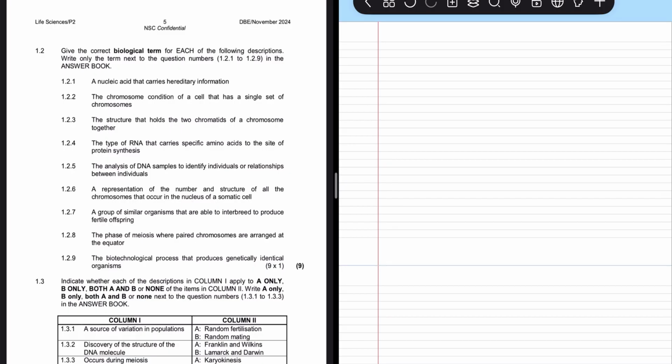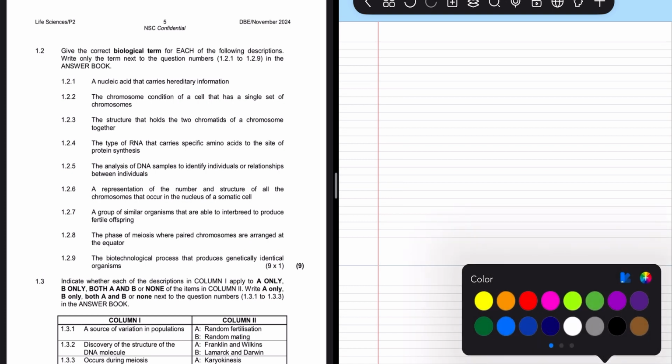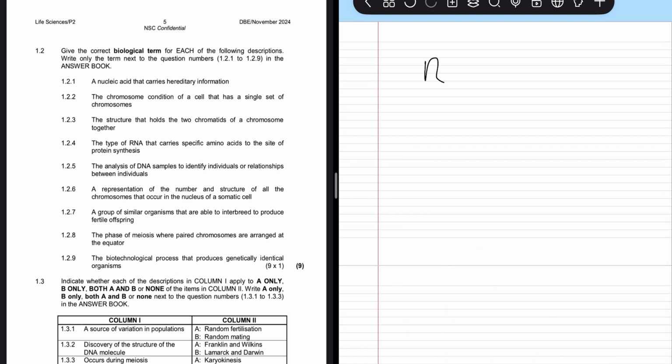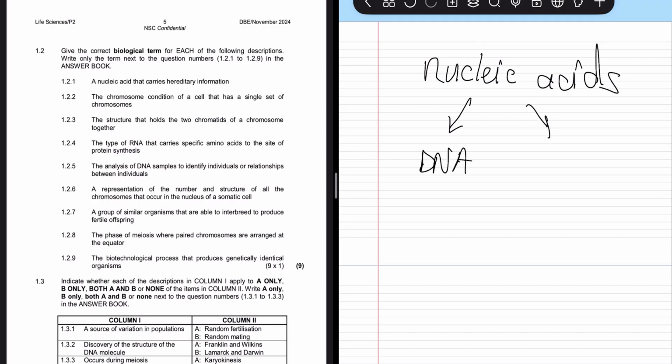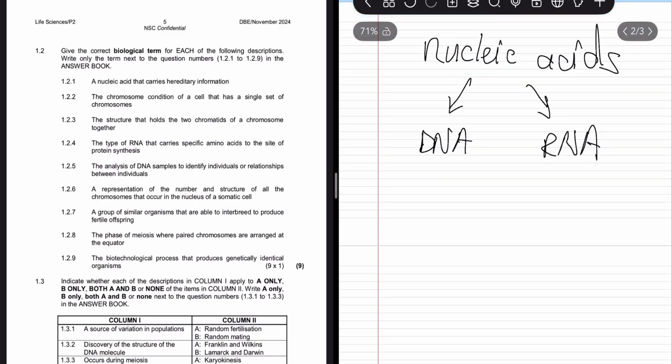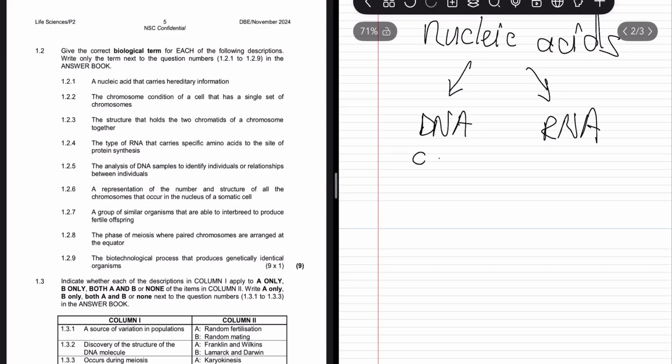All right. So obviously when we speak of nucleic acids, we have our DNA as well as our RNA. So then the question is, what do they do? The DNA carries the information, but the RNA moves the information.